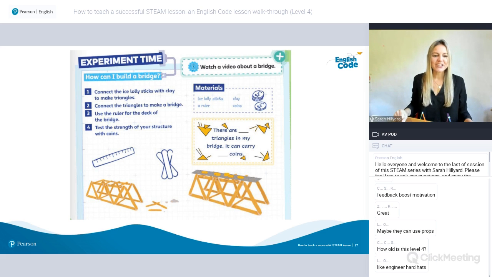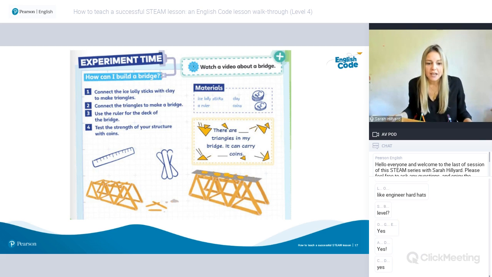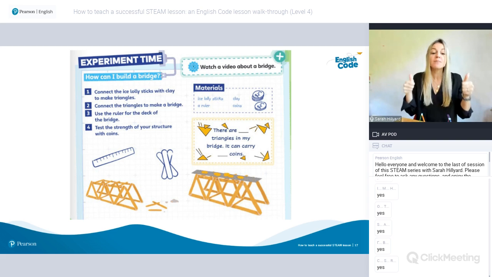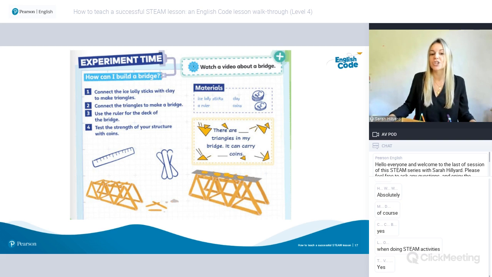And then we'll go back to looking at the lesson objective. My question is, do you know how to build a bridge? Yes or no? Someone asked what level this is. This is level 4. So yes, you know how to build a bridge. It might not have worked today, it might have fallen, but you still know the idea. You understand the concept of the triangles being strong shapes for making bridges, and you understand about the structure and the materials. Although it might have fallen, it doesn't mean that you have not learned.